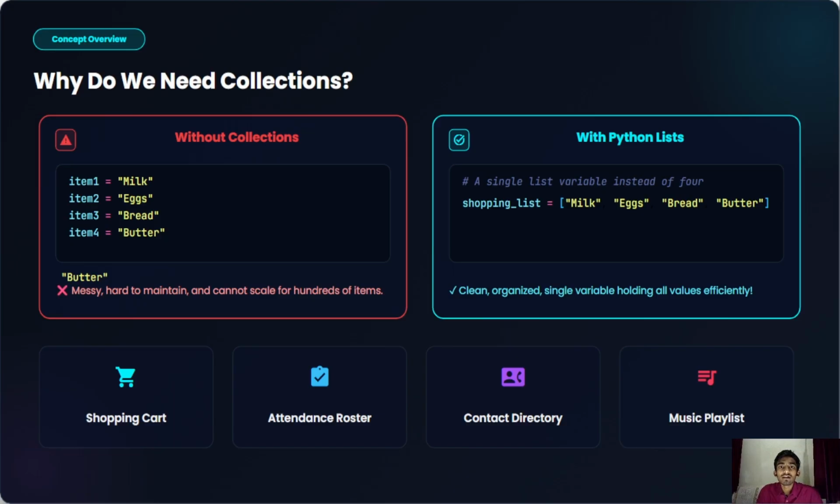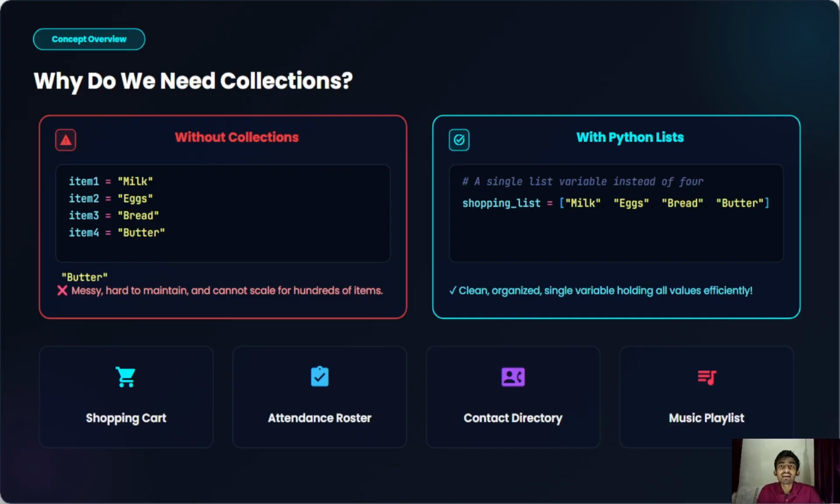So before learning what a list is, let's understand why collections are introduced in programming. Imagine you are writing a shopping application. Without collections, your code would look like item1 milk, item2 eggs, item3 bread, item4 butter. This works. But what if the customer buys 10 items, 50 items, or even 1,000 items? You will end up creating a variable for each one. Managing them is almost impossible. Searching, updating, or even deleting items becomes difficult. Your programs become messy and hard to maintain.